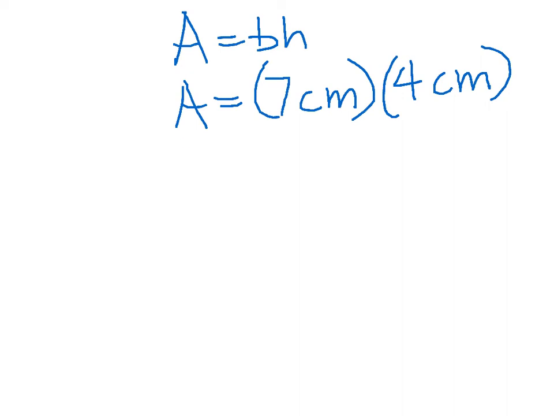And now we can solve the problem to find A, or area. So 7 times 4 is 28. And centimeter times centimeter is centimeter squared. So the answer to our problem is 28 centimeters squared.